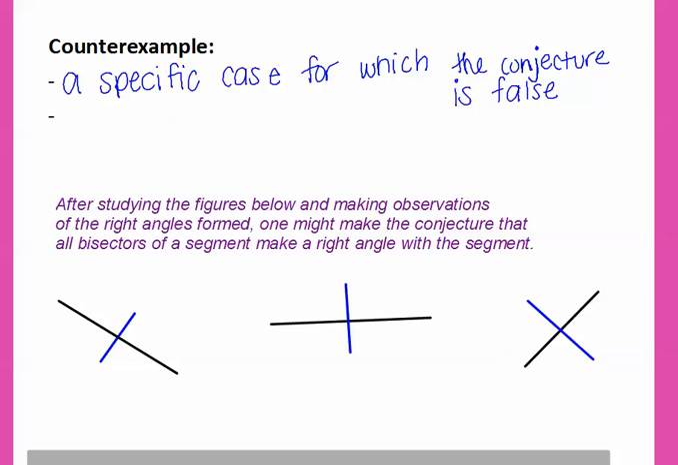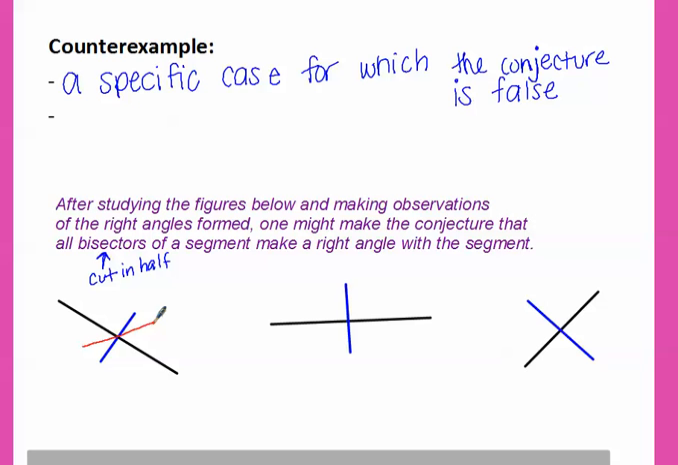One might make the conjecture that all bisectors, meaning they cut it in half, of a segment make a right angle with the segment. Now, it only takes one counterexample to prove a conjecture is false. So right now, this blue line cuts the black line in half, but I could also draw this red line that still goes through the middle of the black line and cuts it in half, but it's not perpendicular to it or forming a right angle.